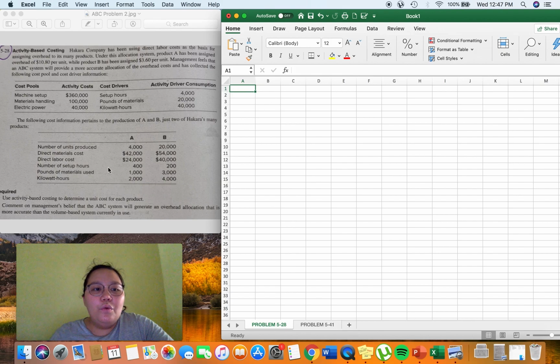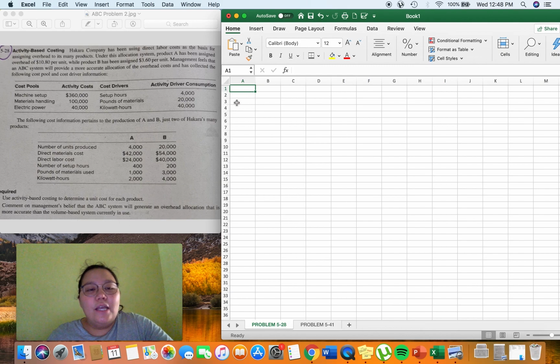So what are we going to do? The requirement of the problem is number one, use activity-based costing to determine the unit cost for each product. And then we have to comment on management's belief that ABC will generate an overhead allocation that is more accurate than the volume-based system currently in use.